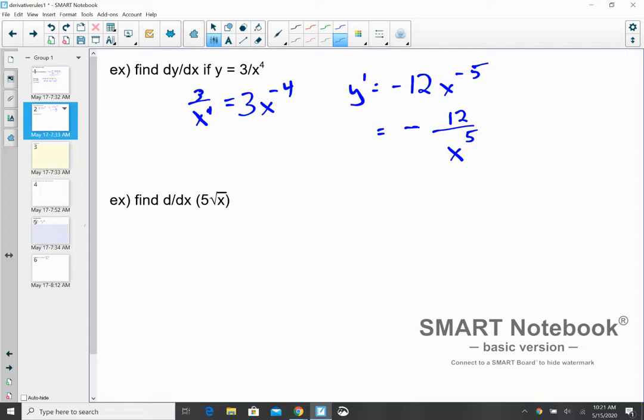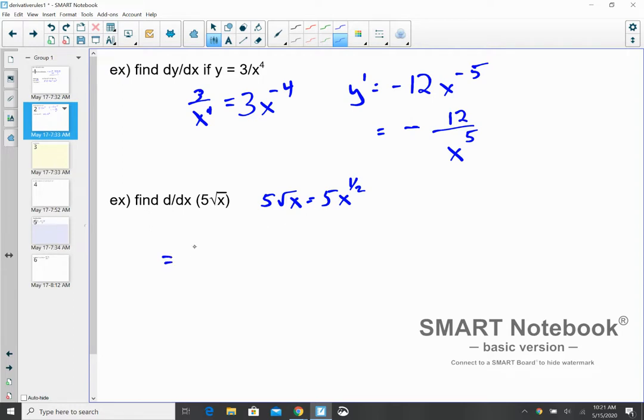Alrighty. Let's look at the next example I have here. Now, the square root of x. Let's see if we can write that in another way. So, 5 times the square root of x is the same thing as 5x to the 1/2 power. Remember how we can write them as powers because we're using the power rule. Okay, now let's take the derivative.